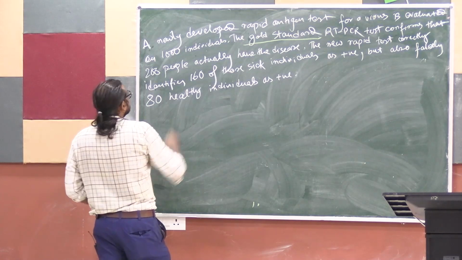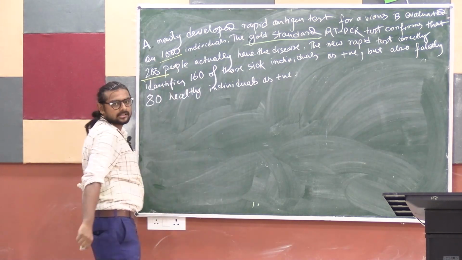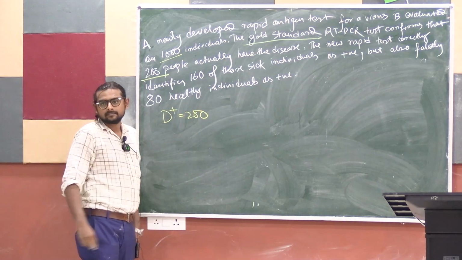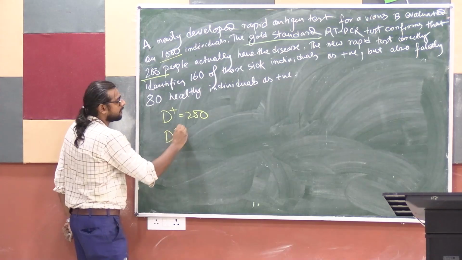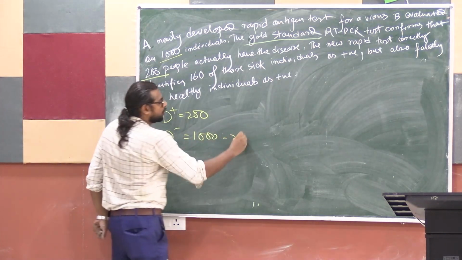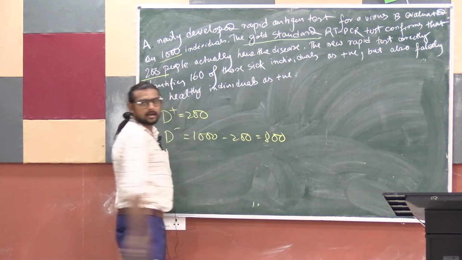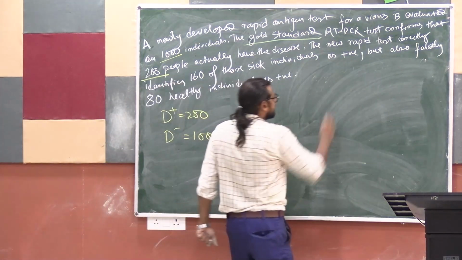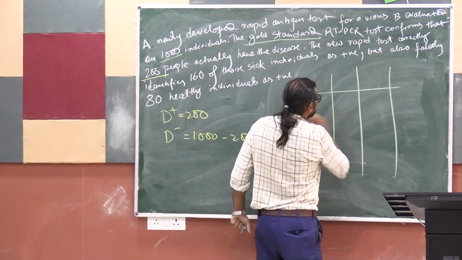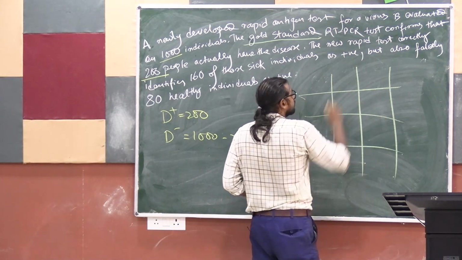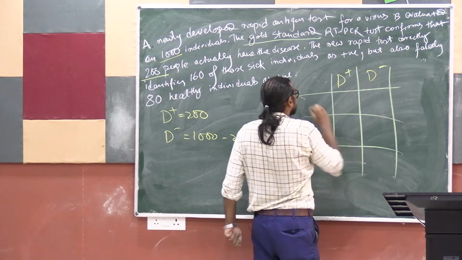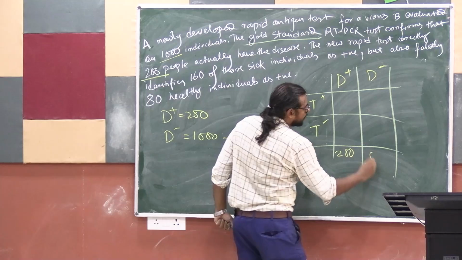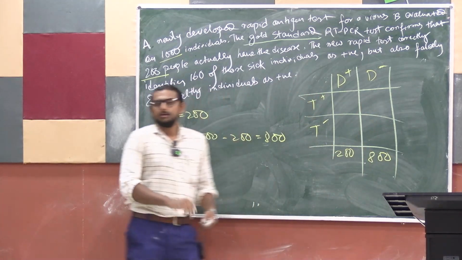The total is 1000. 200 actually have the disease. So D positive 200. Correct? Then D negative 1000 minus 200, 800. Correct? This much done. Now, let's make the dummy table first. So this will come out to be 200 and this will come out to be 800. No problem out here?